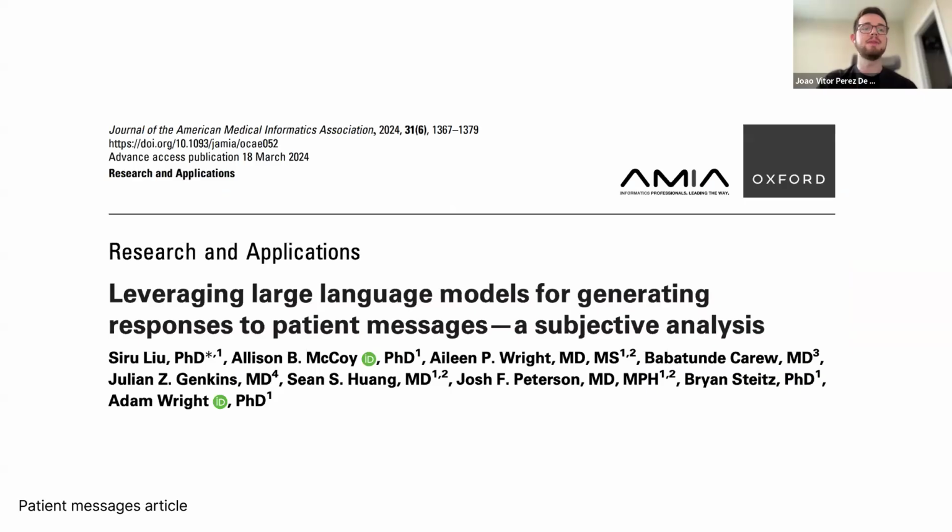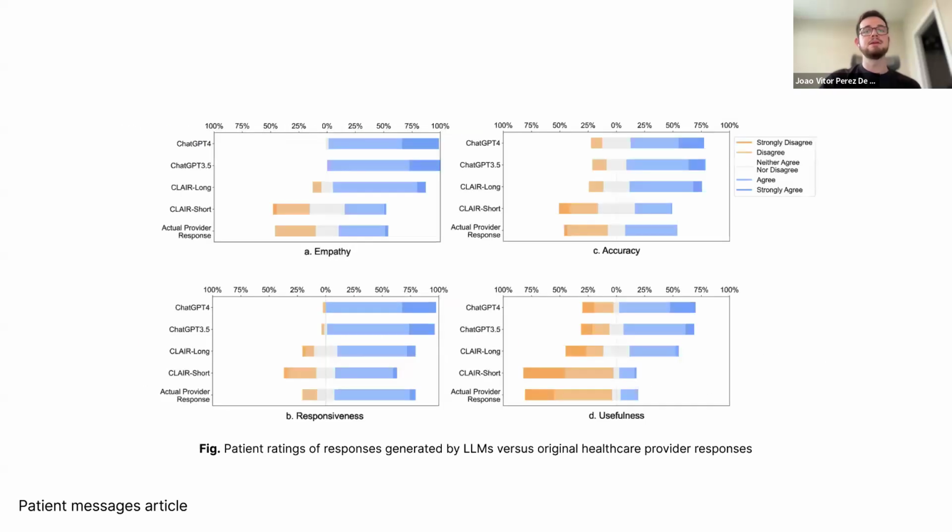Thank you for the question. Moving on, an example now on responding to patient messages. This is something that happens a lot: patients get discharged, and they want to know if they should take the medication after a few days or not. This example is from 2024.